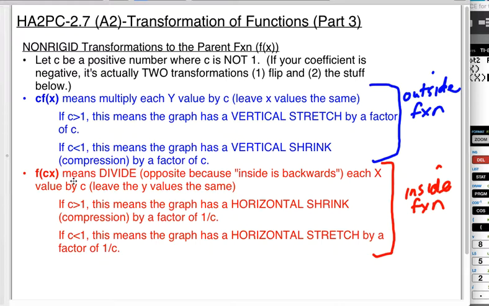So this means that if c is a big number, dividing by a big number, like a number bigger than 1, right? So if c is bigger than 1, you're actually going to shrink the x value. So that's a horizontal shrink or compression by a factor of 1 over c. But if the c values are smaller than 1, like a half, well, dividing a number by half is the same as multiplying it by 2. It's actually making it bigger. So if the numbers are smaller than 1, then what's going to happen is you're going to have a horizontal stretch by a factor of 1 over c.